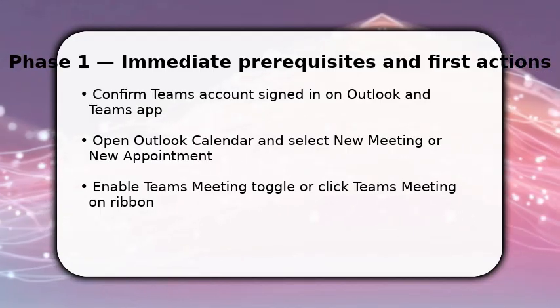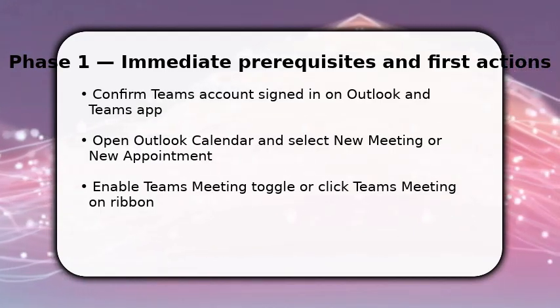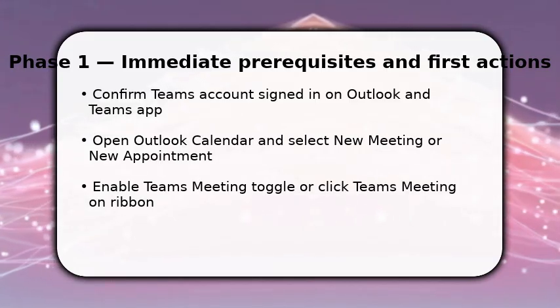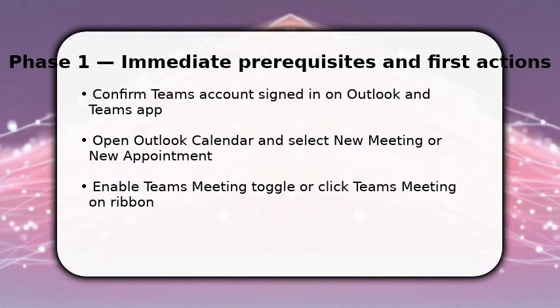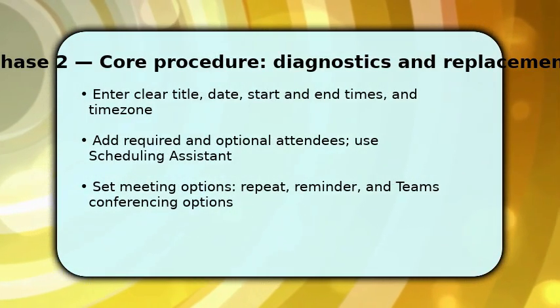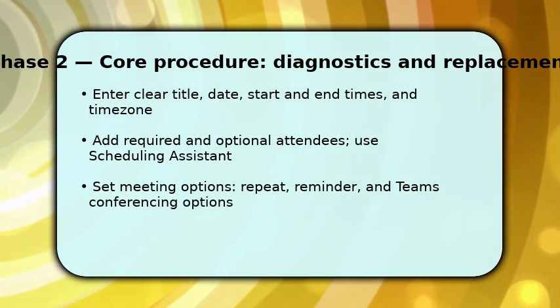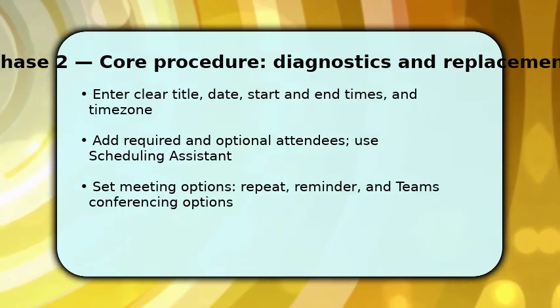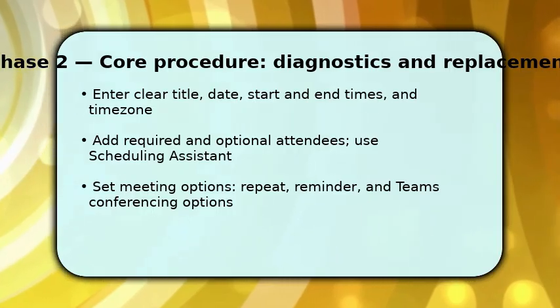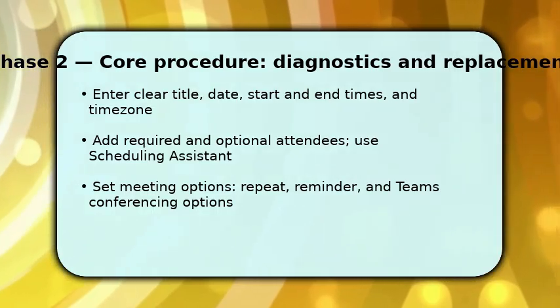Make sure your default calendar is the account you want, because Teams links follow that account and prevent guest access issues later. Now you fill in the how and who, type a specific meeting title, set date, start and end times, and confirm the time zone so attendees join at the right moment. Add required and optional attendees, then use the scheduling assistant to resolve conflicts quickly.